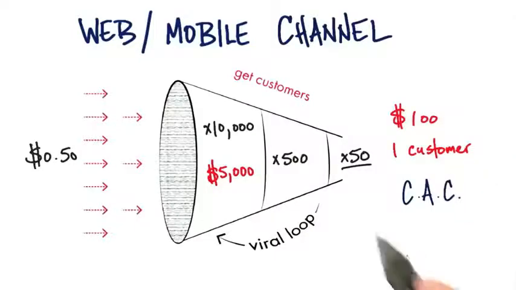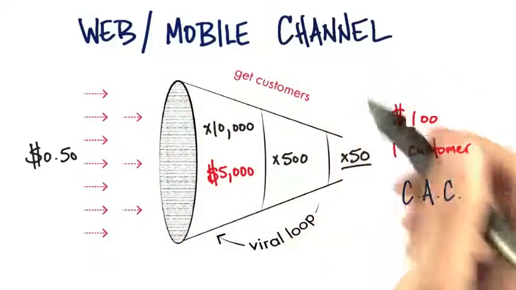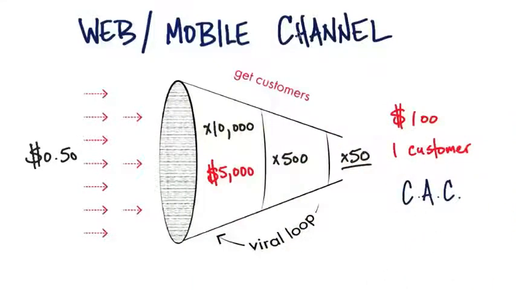I use this example for a web mobile channel, but it's similar for a physical channel. You might not be doing pay-per-click, you might be doing direct mail math, or you might be doing television or radio math, but the math works the same. How much did it cost to acquire a customer?